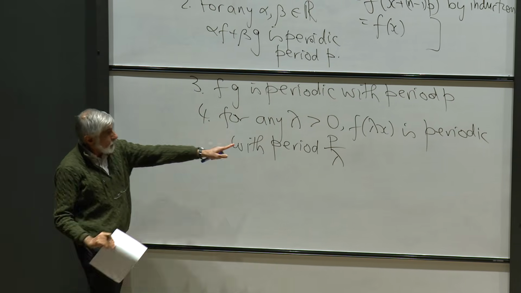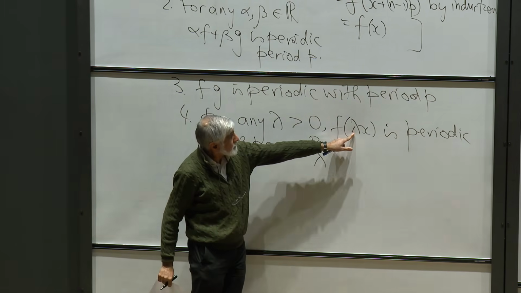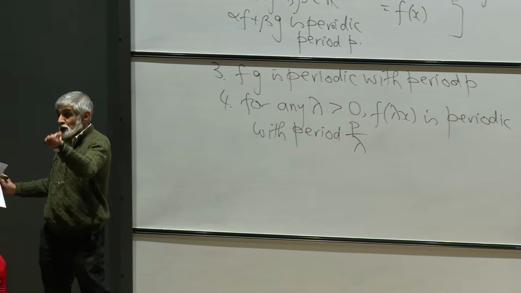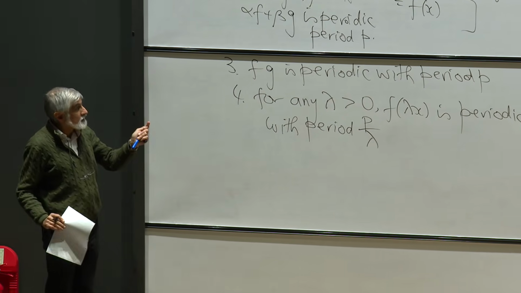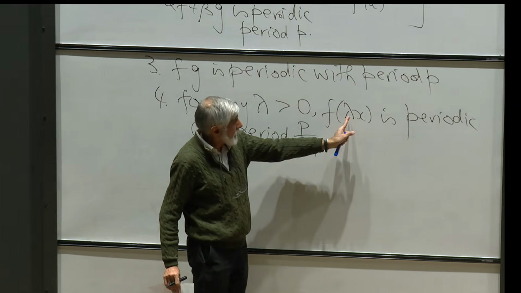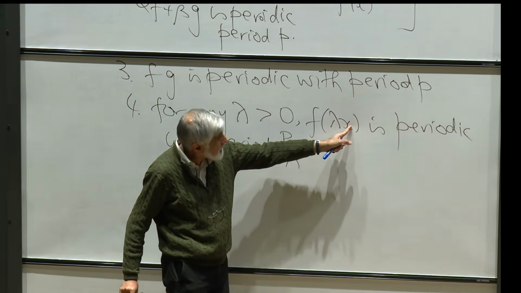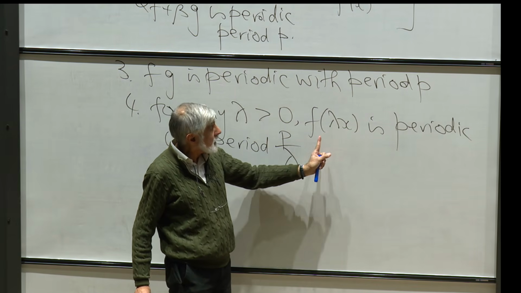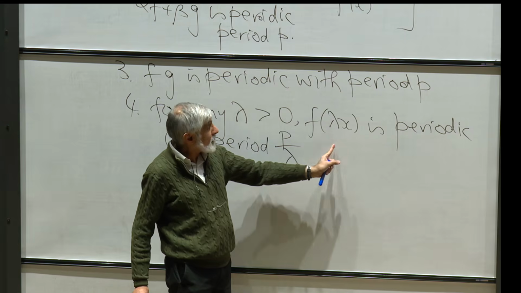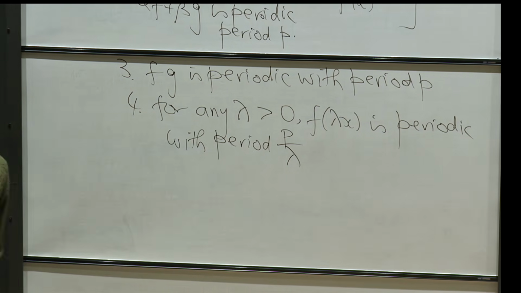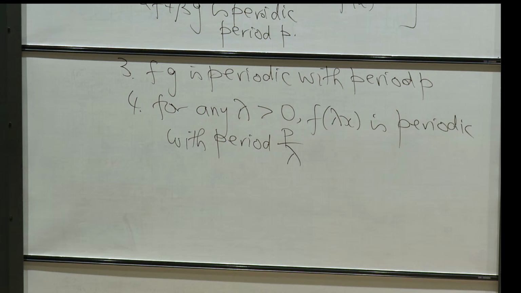I mean, that's sort of obvious. We'll want f of lambda times x plus the new period, call it p hat. So what we're really doing is it's really f of lambda x plus lambda p hat. That's got to equal f of lambda x plus p. So lambda p hat must be p. So p hat must be p over lambda.